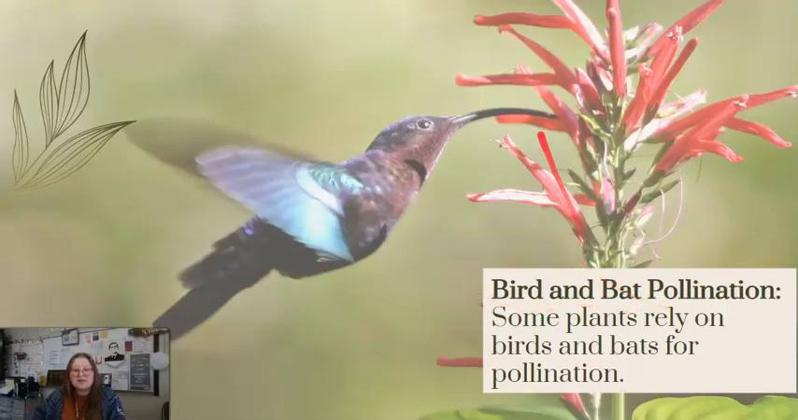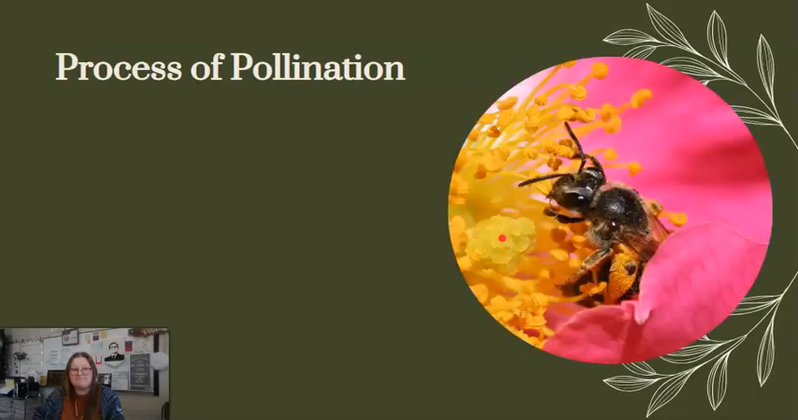Then we have bird and bat pollination. So hummingbirds are a big one. They drink the nectar, and inevitably they're going to get some pollen on themselves that they then are transferring through, and then bats can do the same thing.